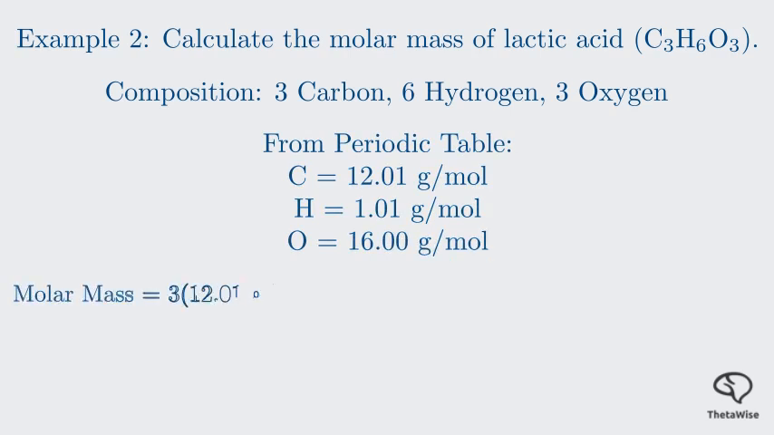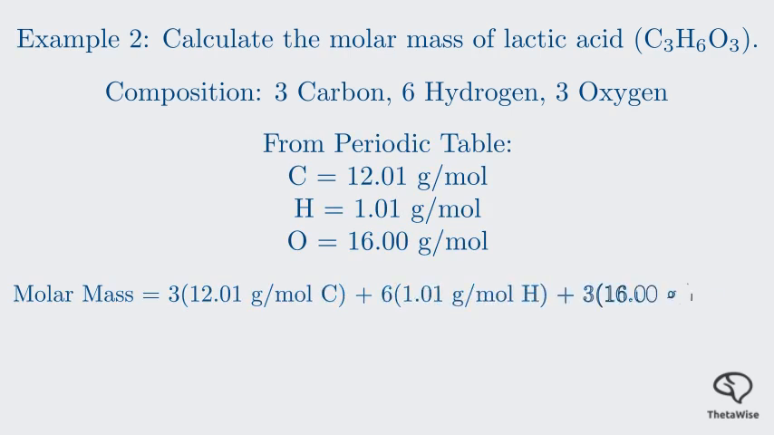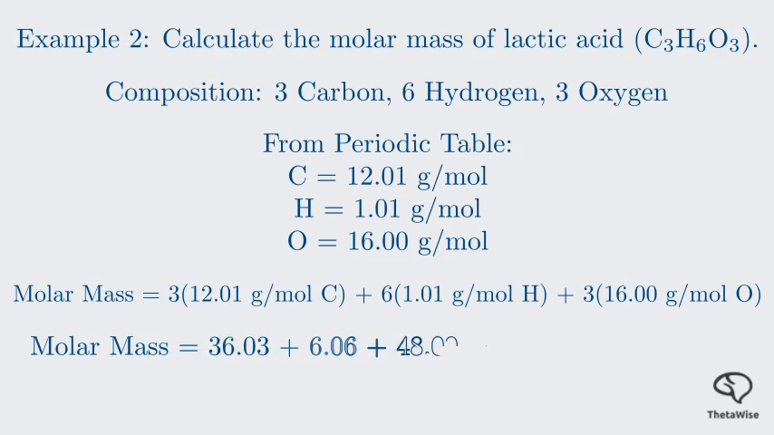We take 3 times the molar mass of carbon, plus 6 times the molar mass of hydrogen, plus 3 times the molar mass of oxygen. Adding those up gives us 36.03 plus 6.06 plus 48.00, for a grand total of 90.09 grams per mole of lactic acid. See, it's just adding the parts together.